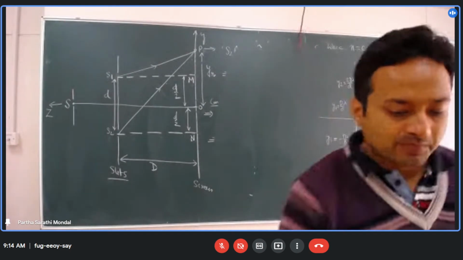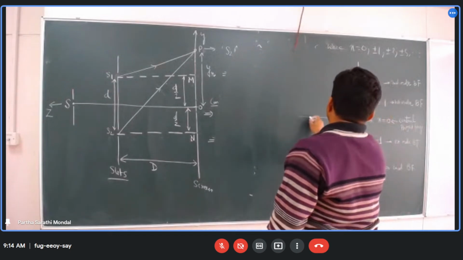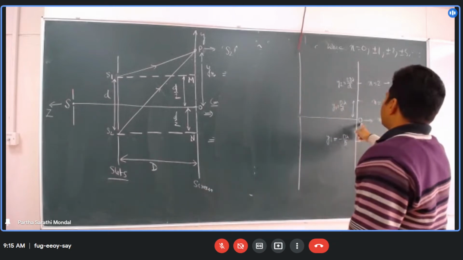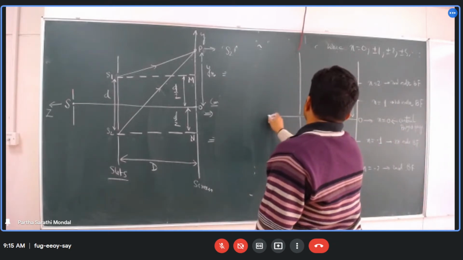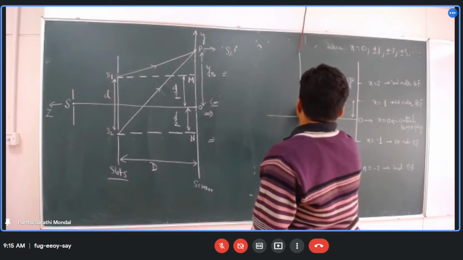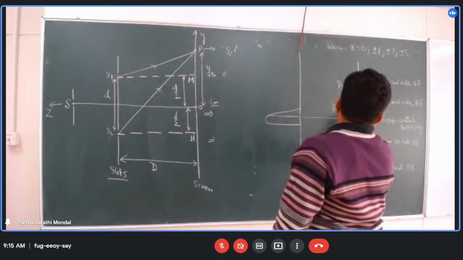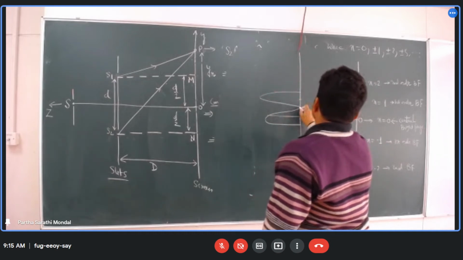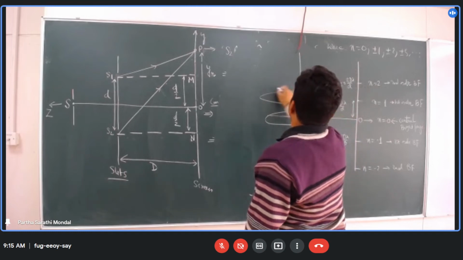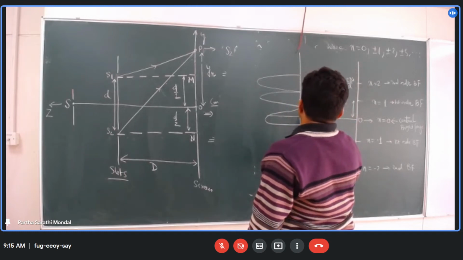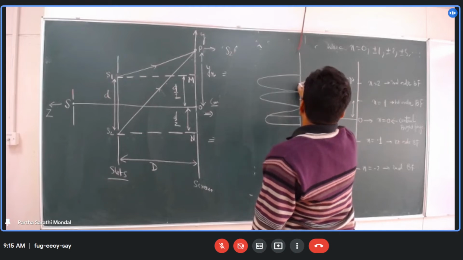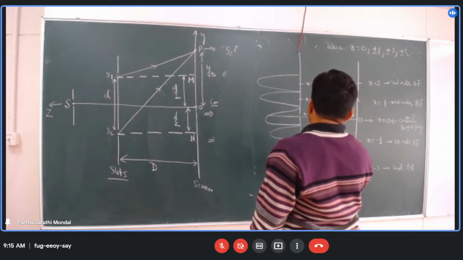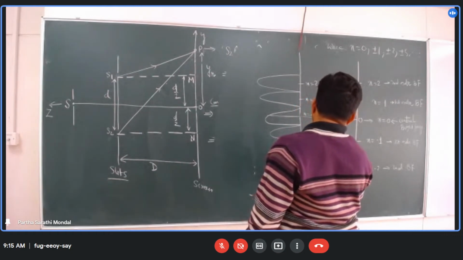So if I plot this one, suppose, let's say this is your O position, this is the screen I am plotting again here. So now in the center you will have a bright fringe here, okay? Then in n equal to 1, you will have another bright fringe. Then n equal to 2 we'll have another bright fringe. So this is n equal to 0, this is n equal to 1, this is n equal to 2. Similarly we will have n equal to -1, n equal to -2, something like that.